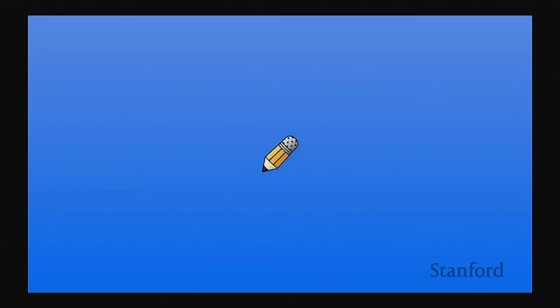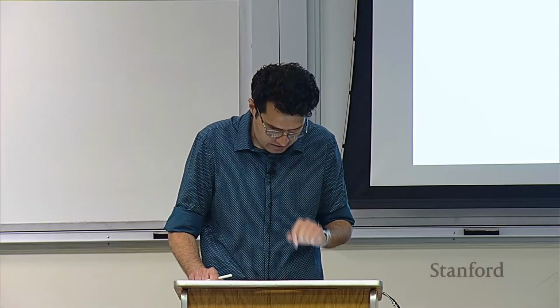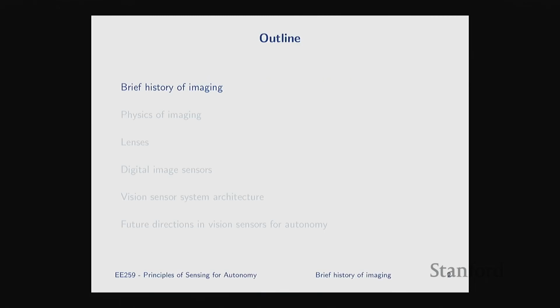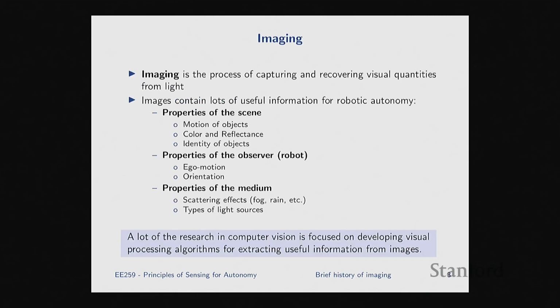Okay, so if there are no more questions, we can start the last chapter, which is about imaging and vision sensors, or cameras. There's not a ton of DSP in here, although there's a little bit, but we mostly will talk about the physics and the system architecture of vision systems. As usual, we start with a bit of history, then we talk about the physics of imaging and lenses, then in detail about the digital image sensors, and finally we finish with the system architecture of cameras.